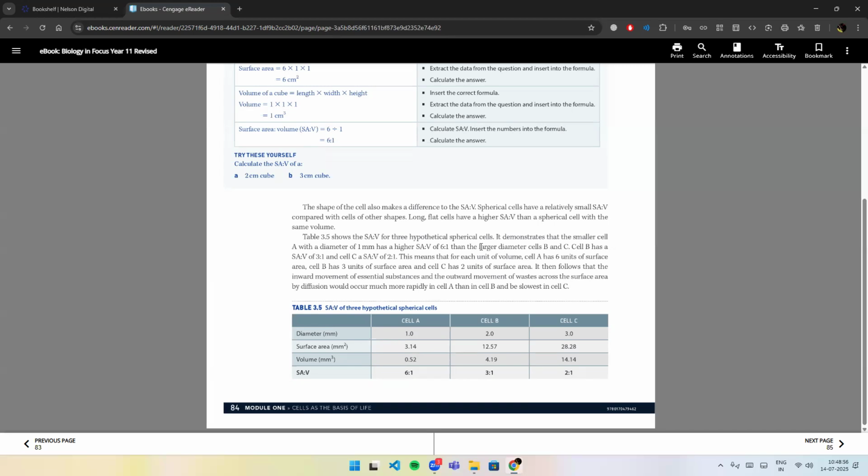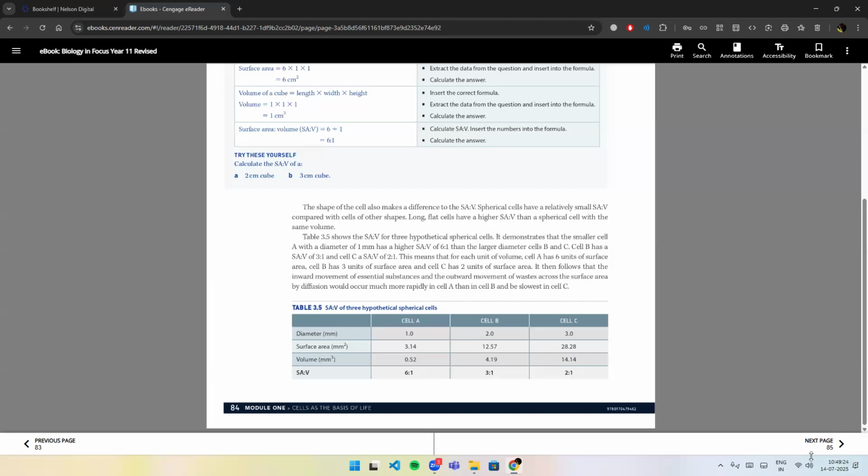It demonstrates that the smaller cell A, with a diameter of 1 mm, has a higher surface area volume ratio of 6:1 than the larger diameter cells B and C. Cell B has a surface area volume ratio of 3:1 and cell C has a surface area volume ratio of 2:1. This means that for each unit of volume, cell A has 6 units of surface area, B has 3 units of surface area, and cell C has 2 units of surface area.